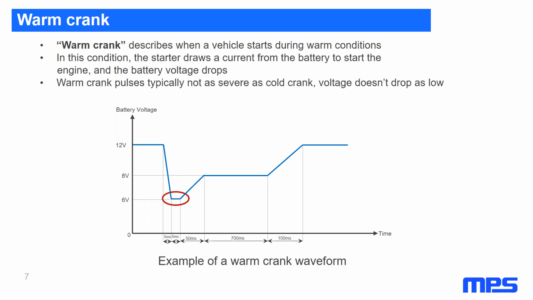The waveform shown shows the battery voltage dropping to 6 volts during a warm crank event, with the lowest part of the pulse lasting 5 milliseconds. One example of a warm crank pulse condition is automotive start-stop, where the engine shuts down at a complete stop while the brake pedal is depressed. Then the engine restarts after the brake pedal is released.